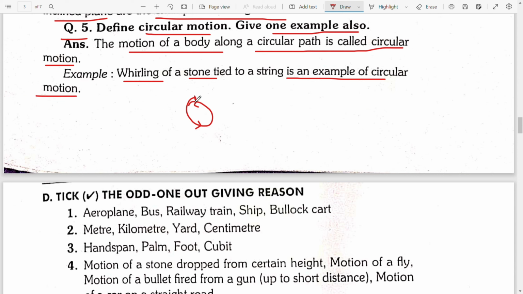Suppose this is a stone, it is tied with a string, और इसका जो मोशन है वो कैसा है? सर्कुलर मोशन.